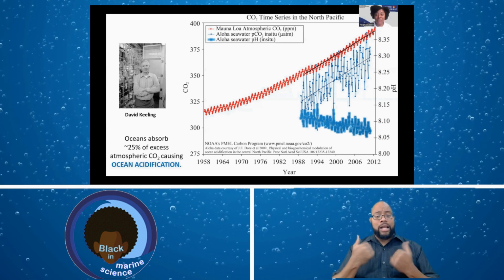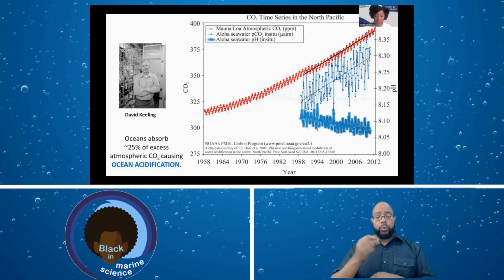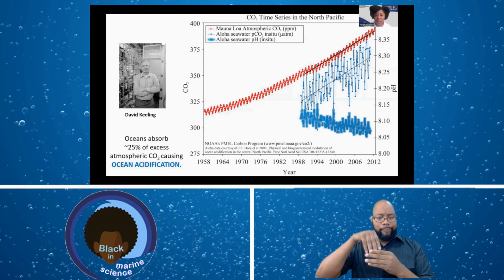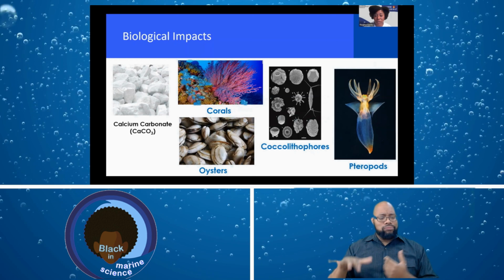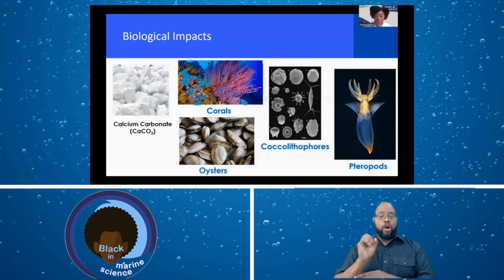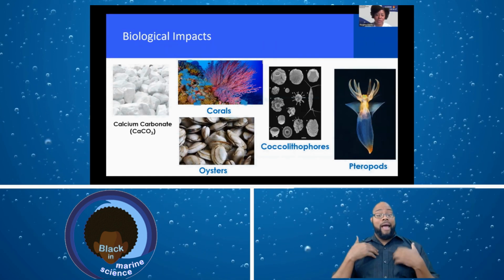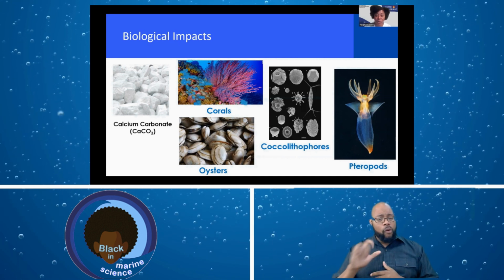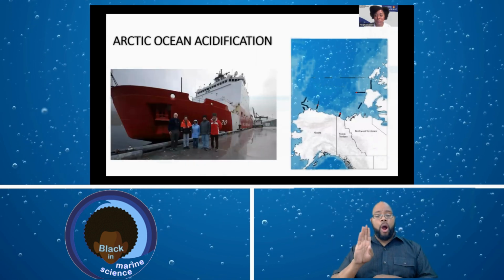What we know now is that the ocean absorbs about 25% of excess atmospheric CO2, and this causes what we call ocean acidification. The reason that we think a lot about this is that so many different types of organisms depend on calcium carbonate, which is a form of carbon in the ocean, to form their shells. And so the health of these organisms, ranging from things like pteropods to corals to coccolithophores, really depends on the state of the ocean carbon system.